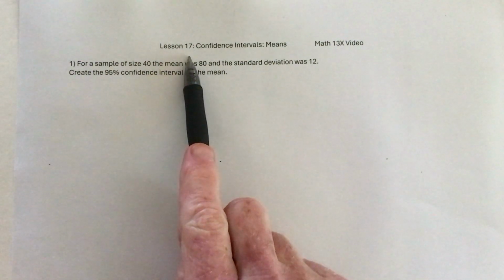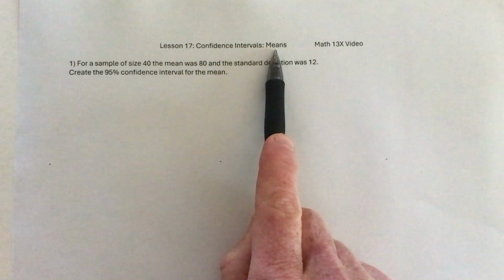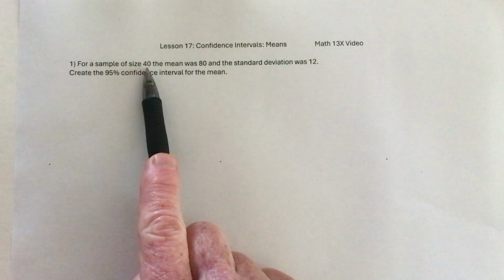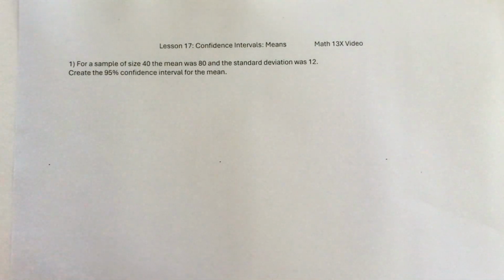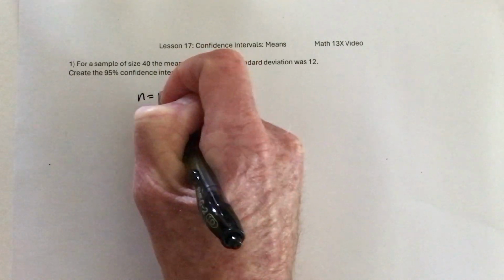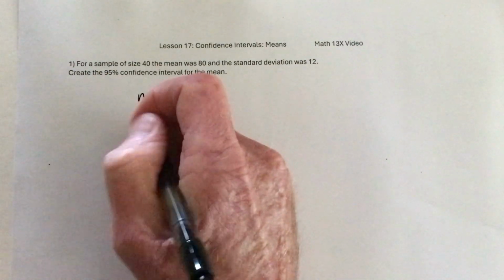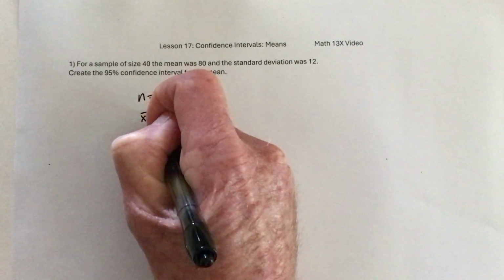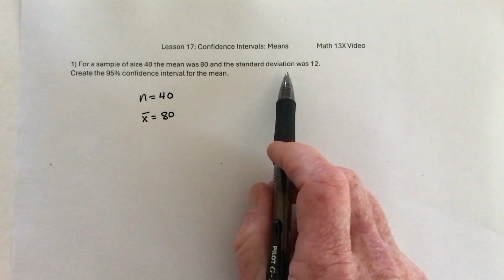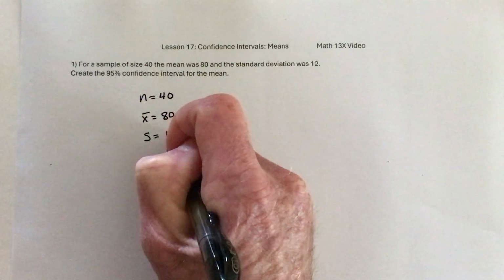Well, here we are with lesson 17, confidence intervals, this time about the mean or the average. So in this example, I have a sample size of 40. So I'll write that down, n equals 40. And the sample mean, x bar, is 80. And the standard deviation is 12. So s equals 12.